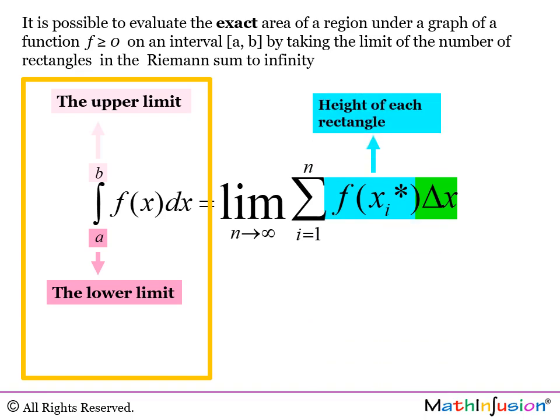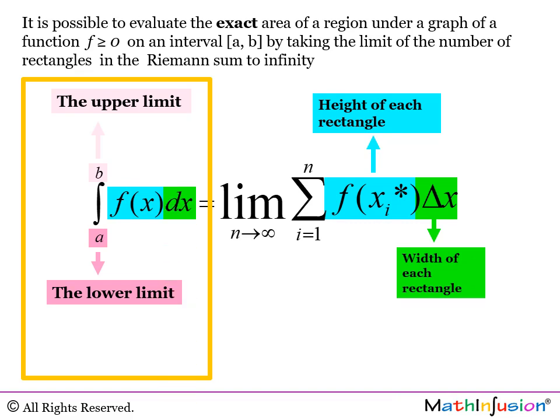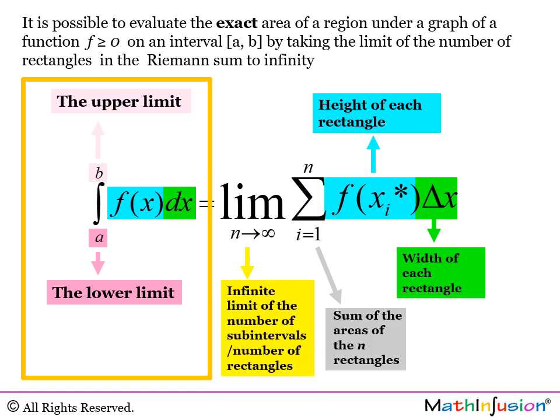Delta x is the width of each rectangle. That's why we have dx, because delta x, when n approaches infinity, is very, very small. So it is dx. And then we have the Riemann sum, so we have the sigma when i runs from 1 to n, which is the sum of the areas of the n rectangles. And then when we take the limit of n to infinity, we get that this is exactly the area of a region under a graph of a function which is never negative.